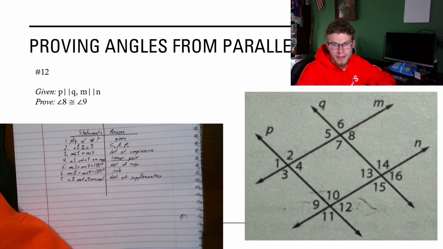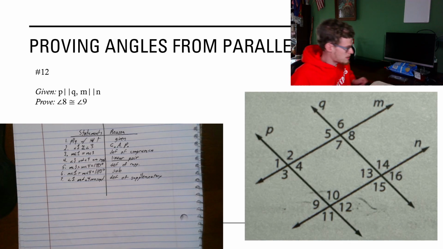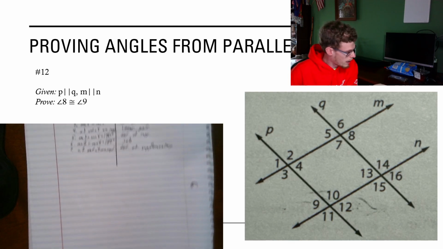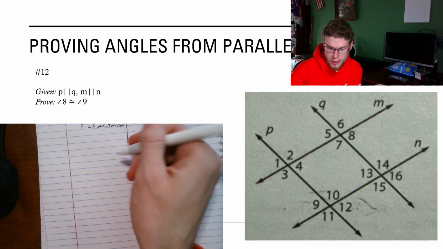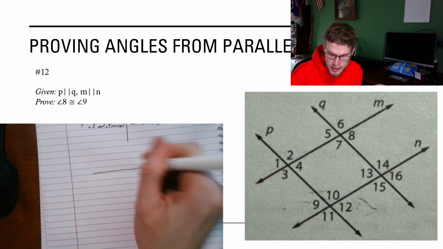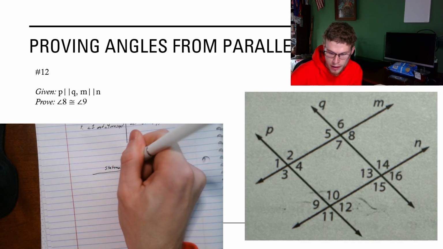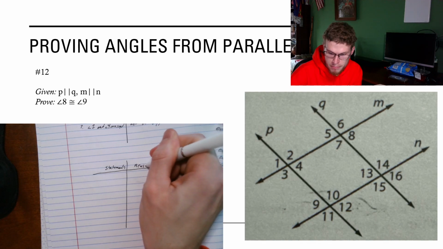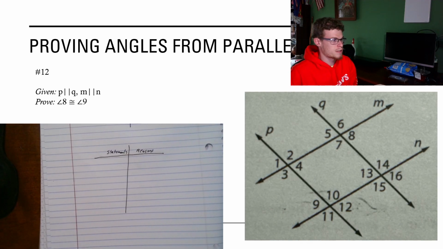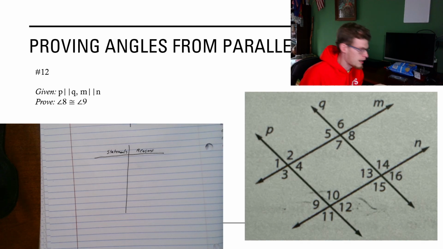Another proof here. Given P is parallel to Q and M is parallel to N, tell me how angle 8 is congruent to angle 9. Now this one actually is only a 4-step process. So again, always good to kind of go with it this way. And there's other ways to prove. You can use paragraph proofs, but again, kind of the process we're going through is the 2-column.